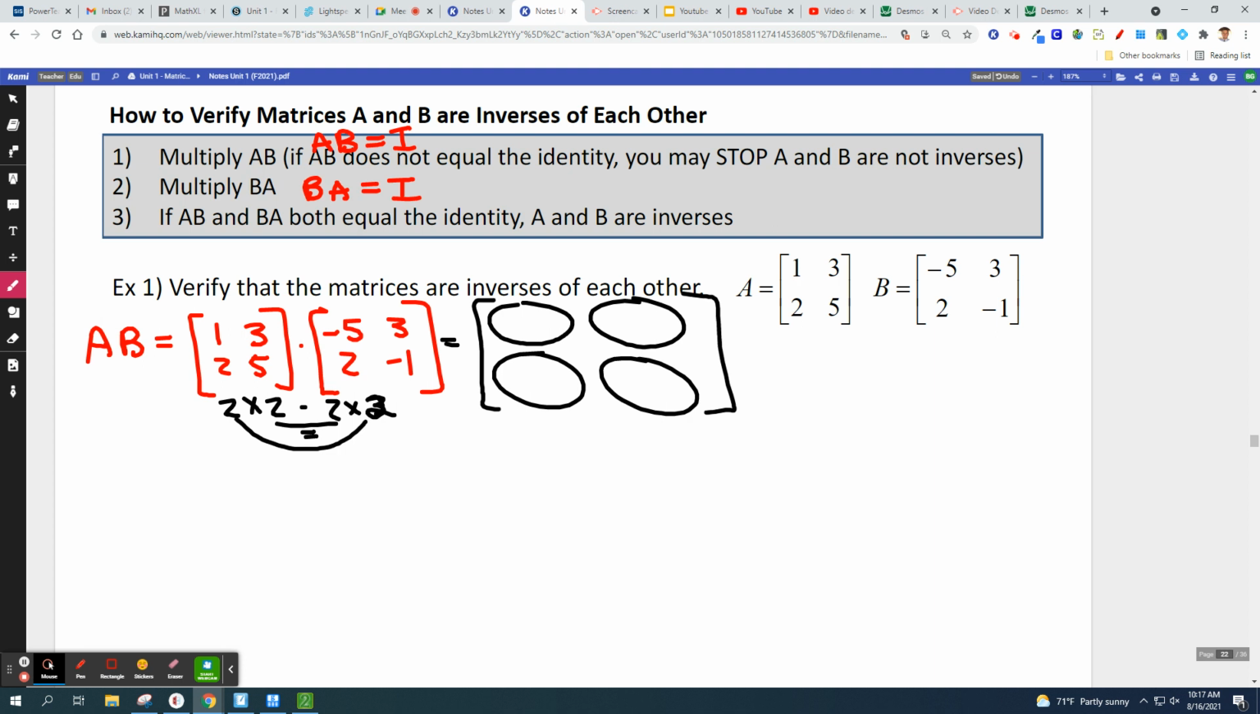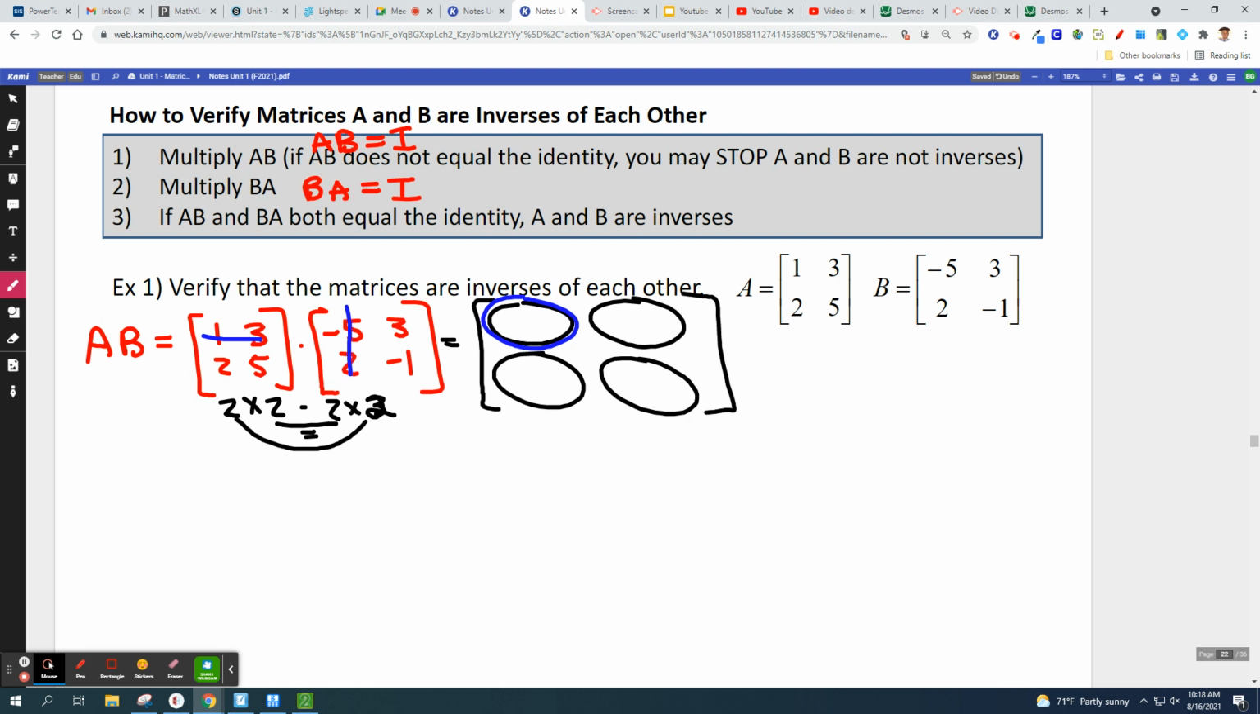Now remember how this works. You always do rows before rows. You're going to do a row times a column, right? Row times a column. But if you want to think about it, think about this. The top row times the left column is going to be the top left entry. Top times left equals top left.